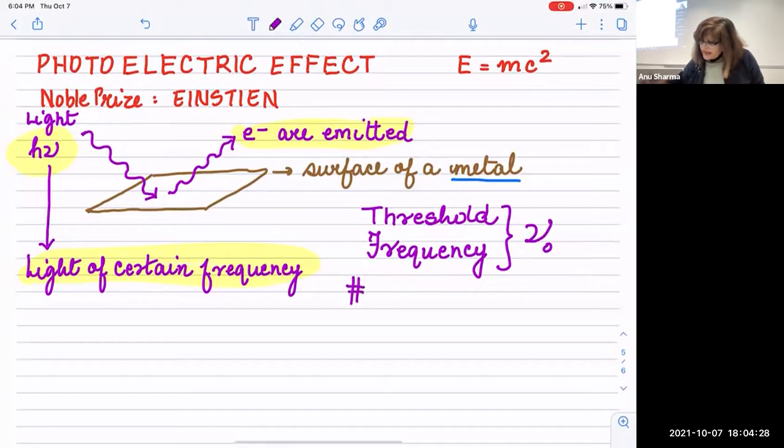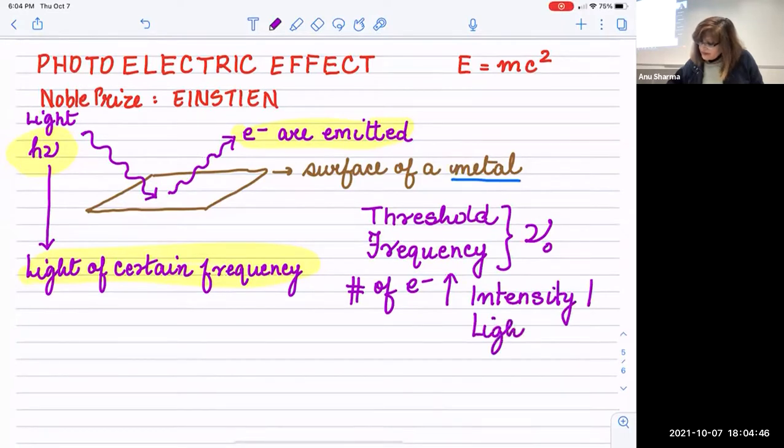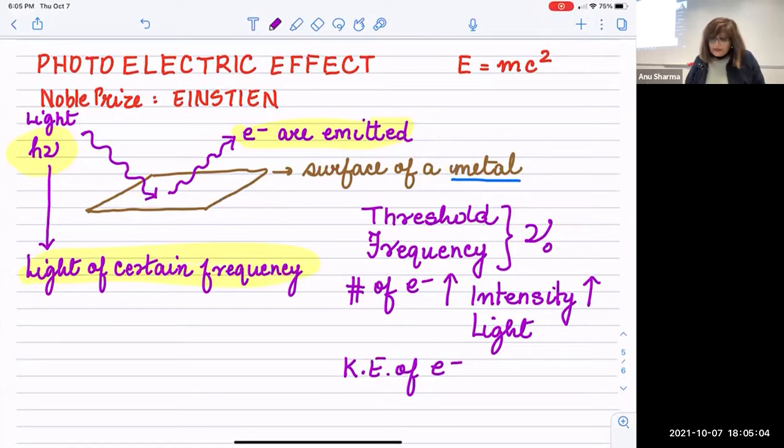That's one piece. The second piece is how many electrons are emitted. The number of electrons emitted depends on the intensity of the light. The number of electrons increased when the intensity of the light increased. That means the more photons, the more intense the light at that certain frequency, the more electrons were emitted. And second, the kinetic energy of these electrons also increased when you increase how much light at that certain frequency you are putting, so the total number of electrons and the kinetic energy of the electrons also increased.